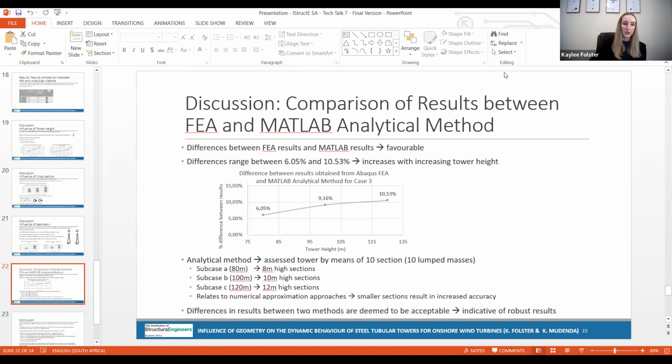But nonetheless, when you're talking about 6% and even 10% difference between two different methods, it still seems to be indicative of rather robust results. So either way, I think it's safe to say the results were definitely verified and acceptable.